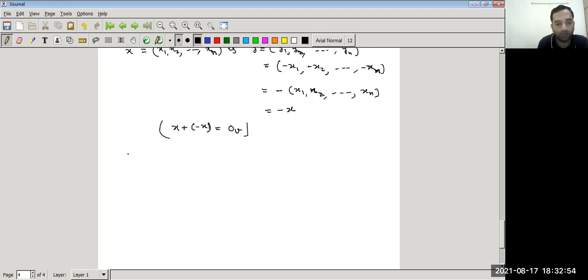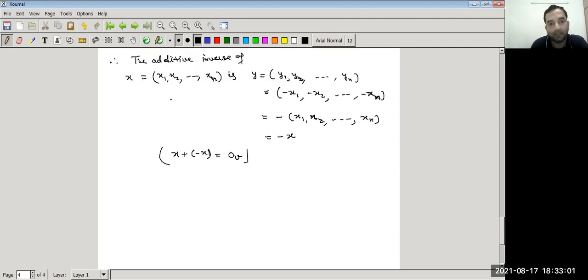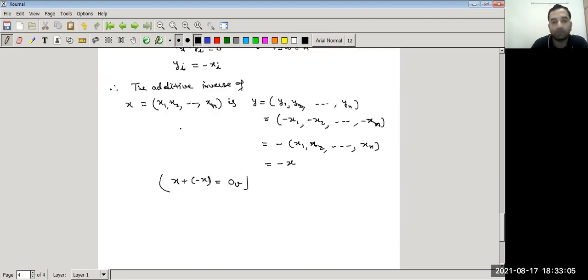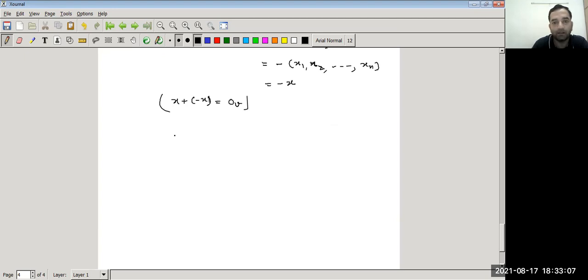So this is very important. But how can we find this? The logic behind this is the property of real numbers. By the property of real numbers, we are able to find the additive inverse.